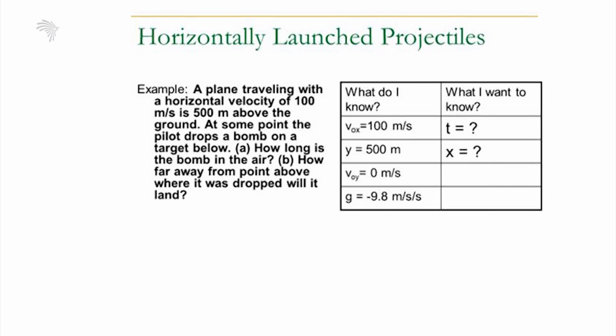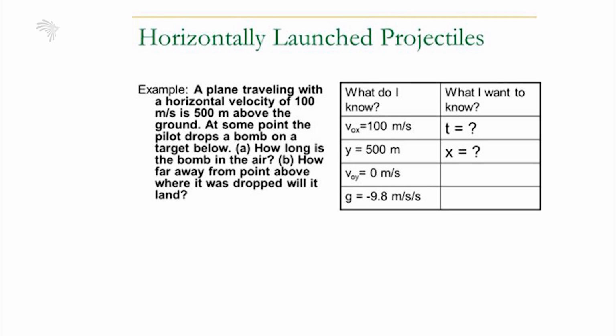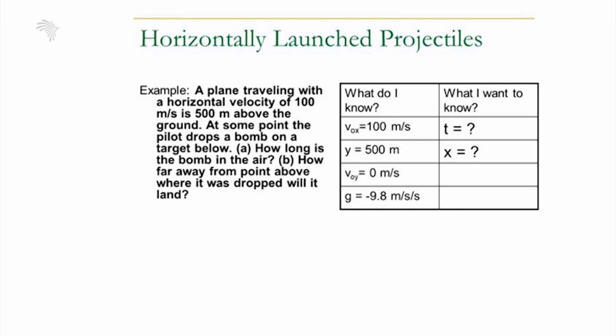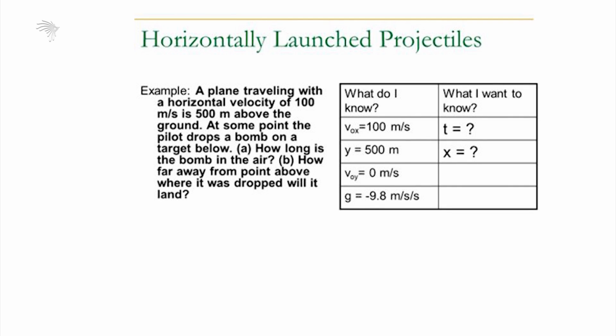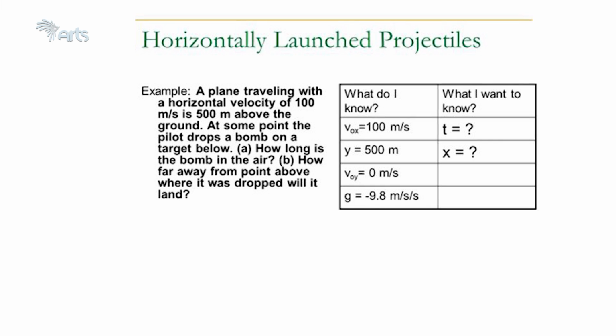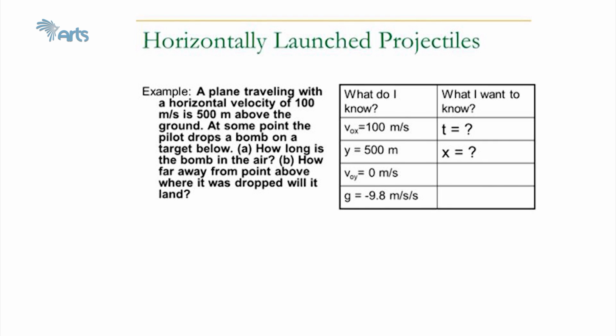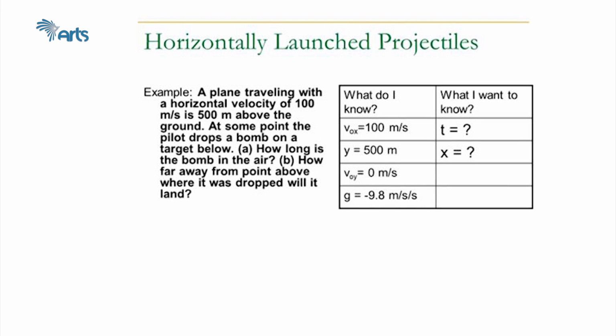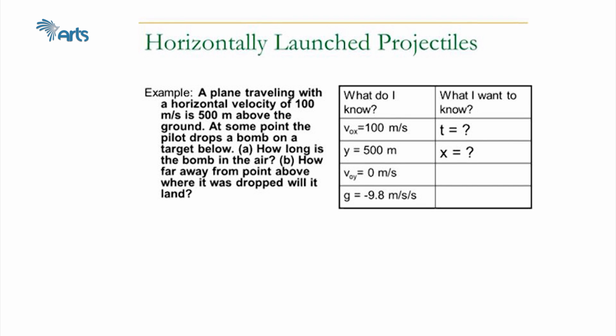Let's look at this example. A plane traveling with a horizontal velocity of 100 meters per second is 500 meters above the ground. At some point, the pilot drops a bomb on a target below. The questions are: how long is the bomb in the air, and how far away from the point above where it was dropped will it land?